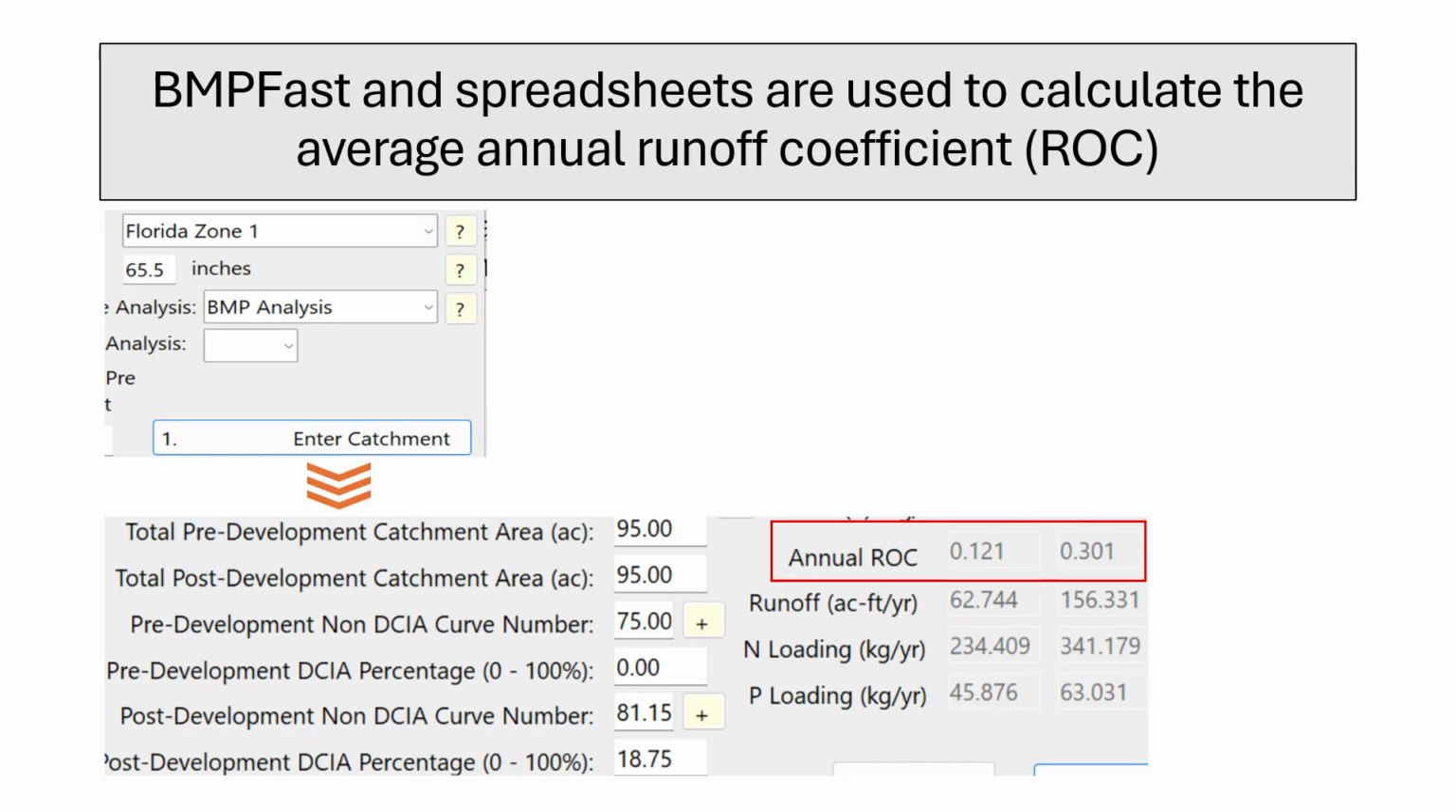For instance, the example provided here, which uses the BMPFast software, clearly illustrates the ease with which you can input your specific site and watershed data, and then immediately see the calculated annual ROC displayed.